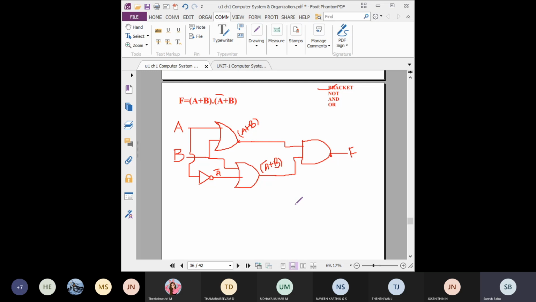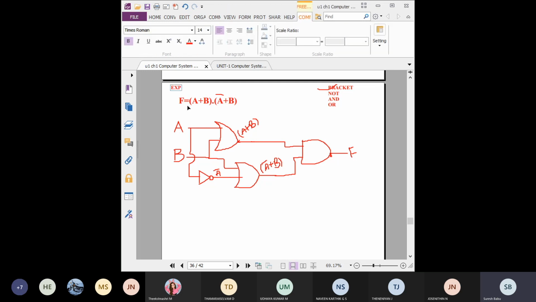So this is the first thing. For the logic circuit, you have to do this one. Then we can go for the truth table. Just to understand, the above thing is an expression, and this next one is a logic circuit.